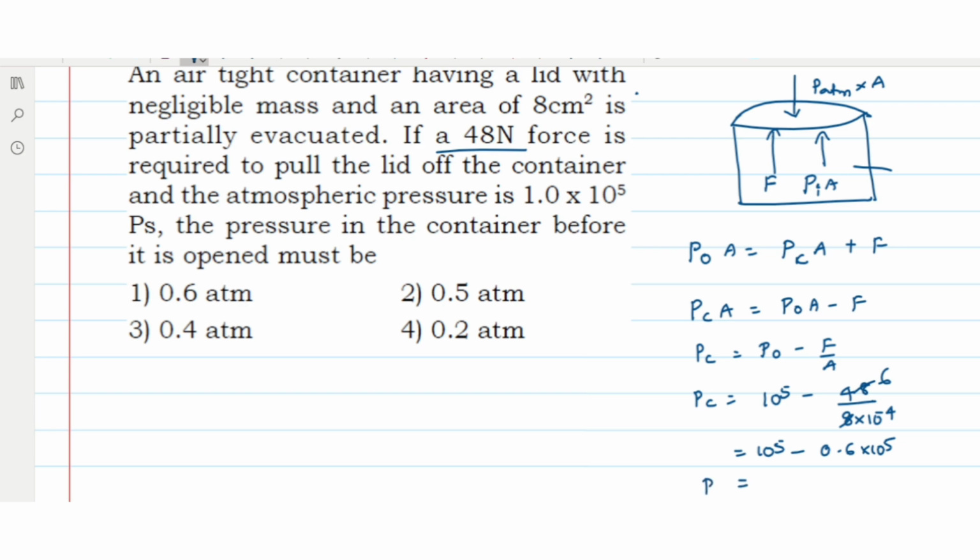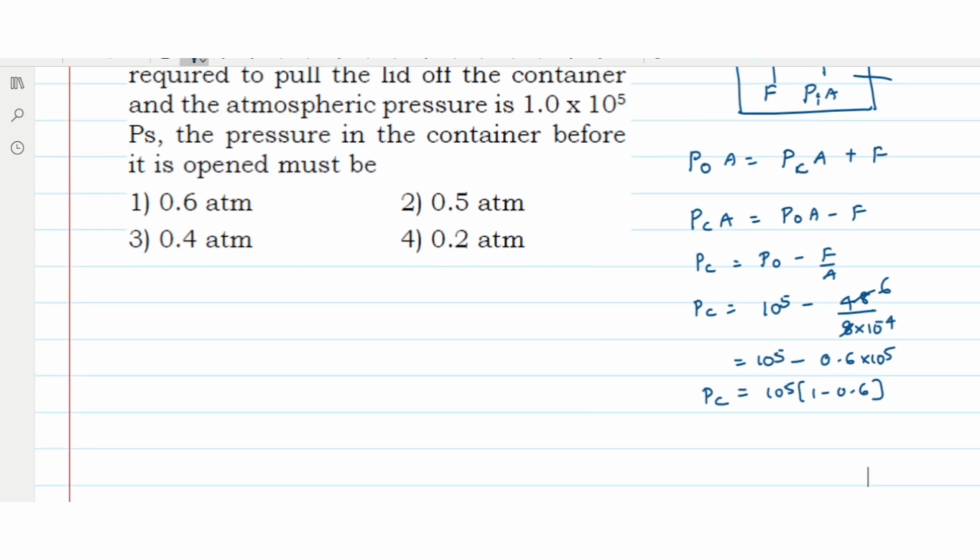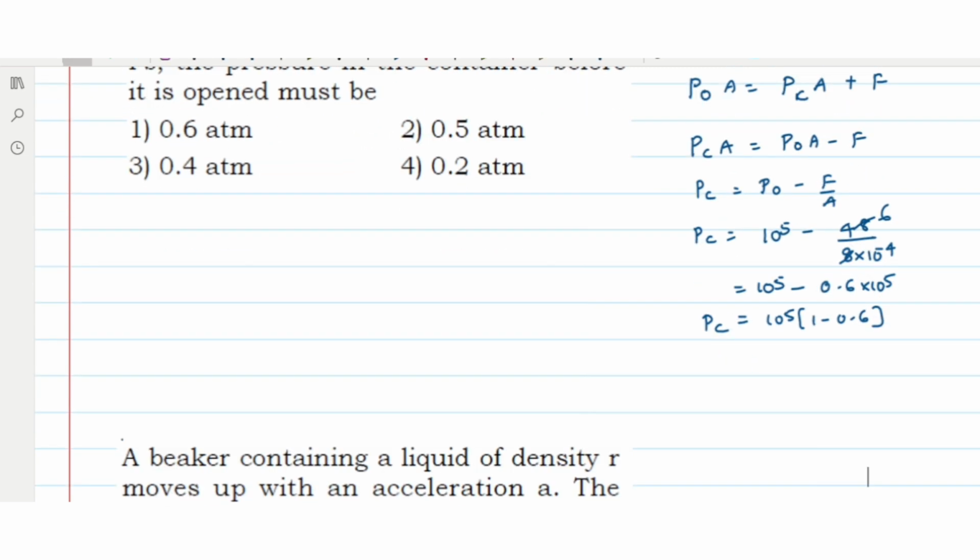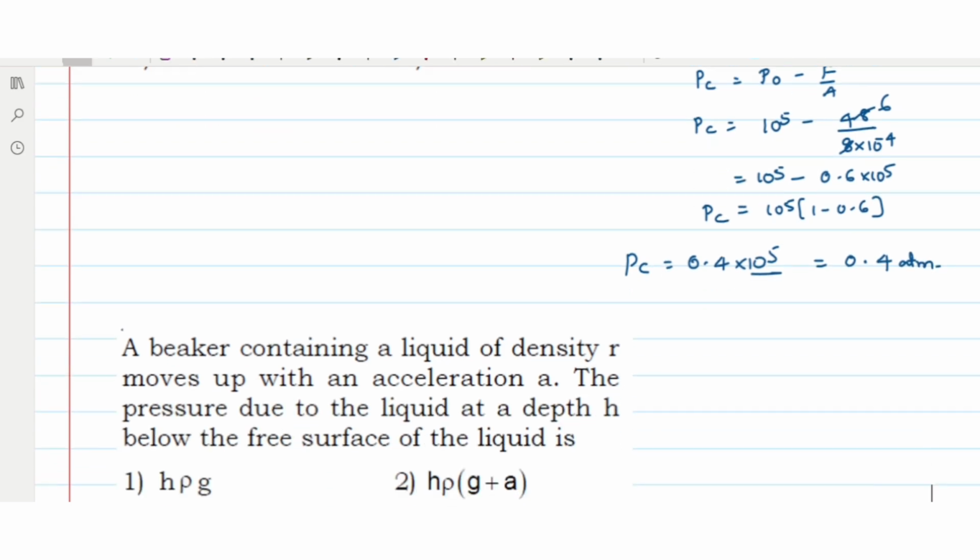Taking 10 power 5 common, 1 minus 0.6 is 0.4. So the pressure due to the container is 0.4 into 10 power 5. Treating 10 power 5 as one atmosphere, the pressure due to the container is 0.4 atmosphere. Now look at the next question.